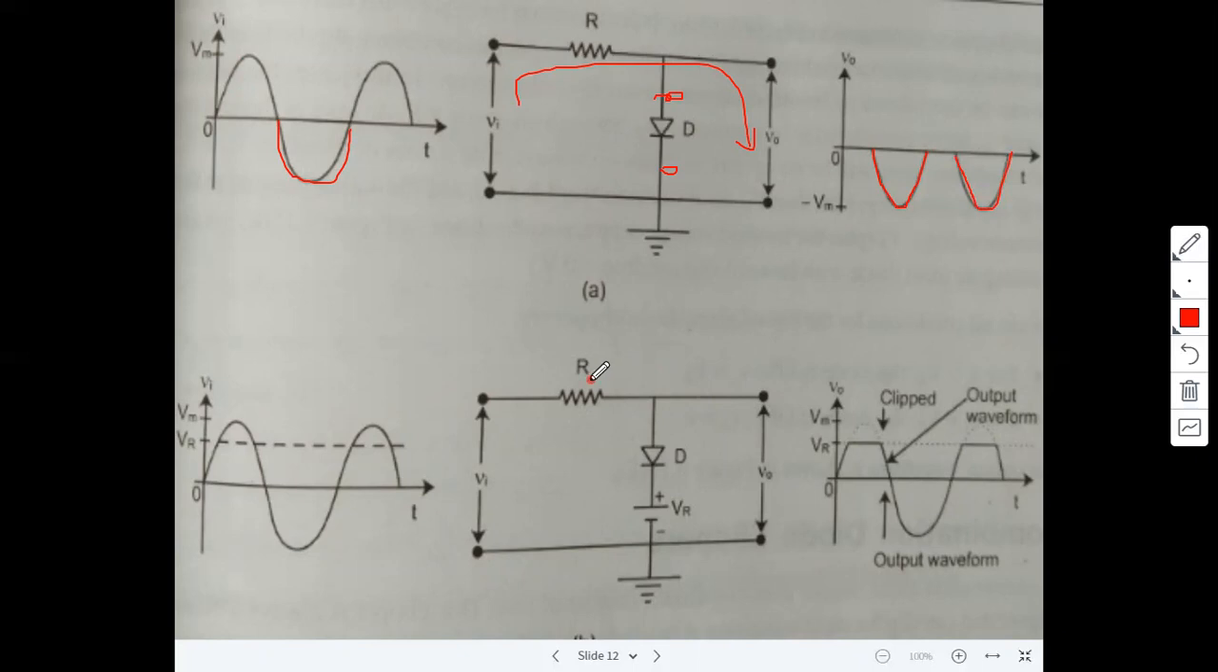In clipper circuits, the main concept is when the diode is on. First of all, whether it is a series clipper or shunt clipper, when the diode is on, when the diode is off. Similarly, when the output follows the input, when the output is limited to some reference voltage. These are the important points.